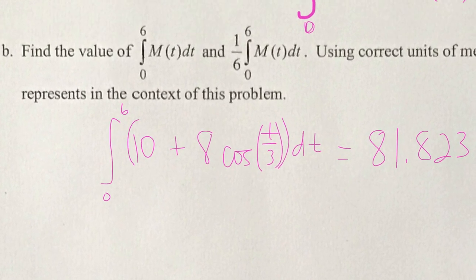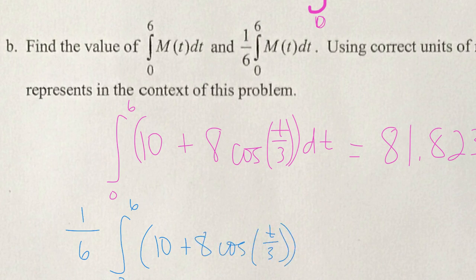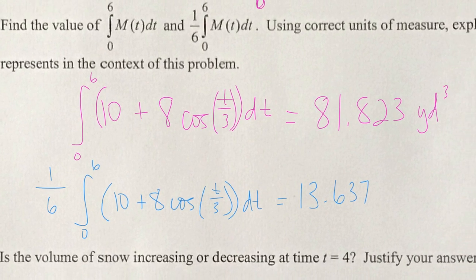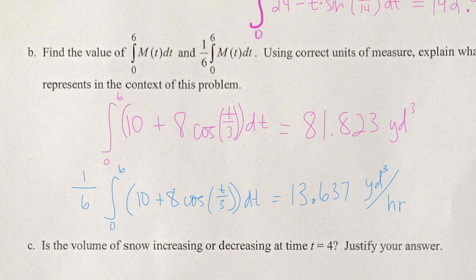Okay, and then if we do the other one, 1/6 of this, which is basically the same thing, this comes out to be 13.637. Okay, and since it's 1/6, remember this is the average rate of change, so that means it's cubic yards per hour. Okay, so the first one is just talking about the total amount, right?